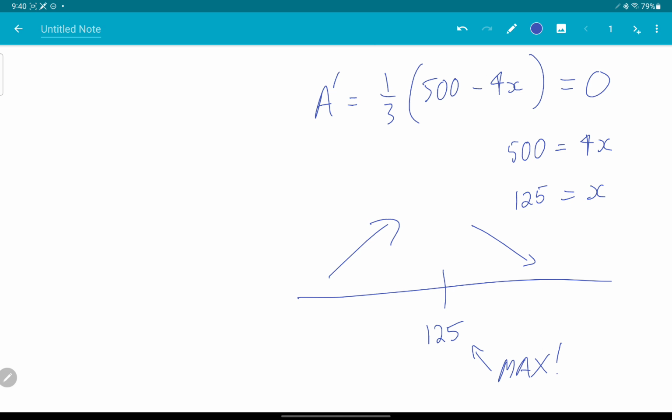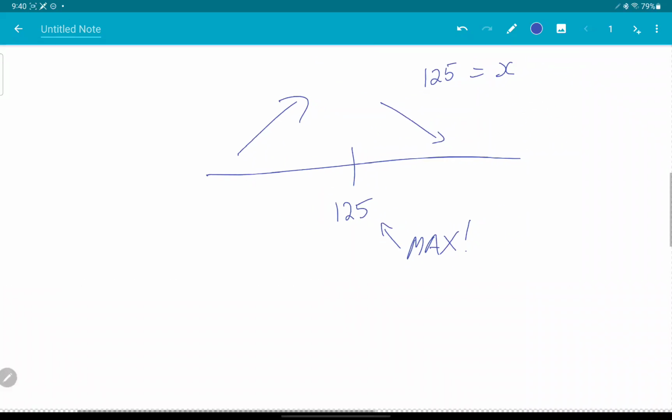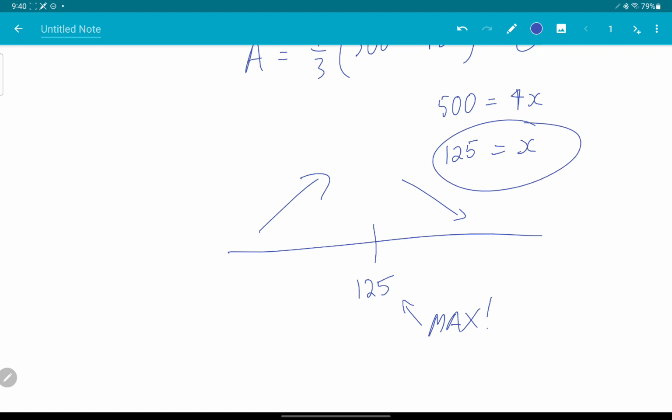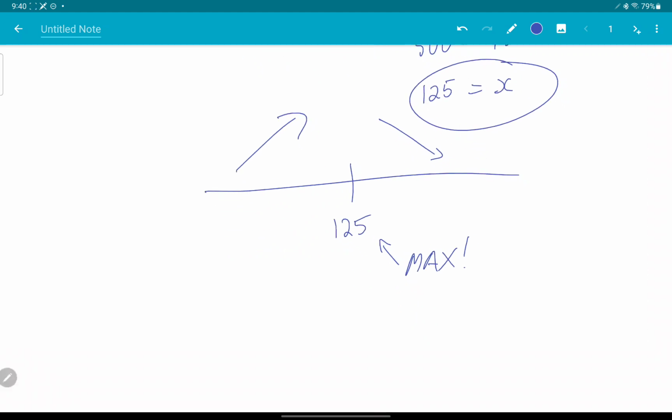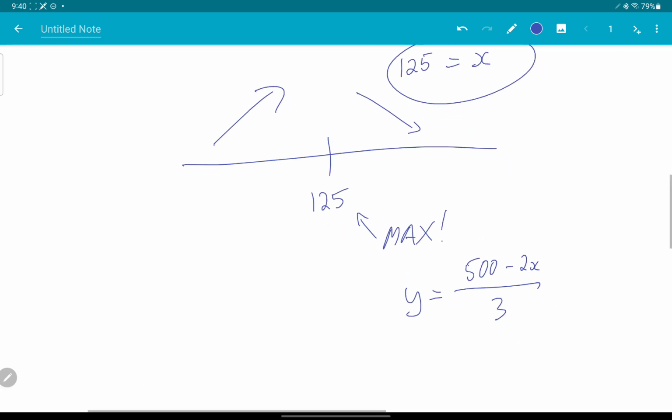The question is find the dimensions. So I have the x value, which maybe I'll circle just to make it easier for my grader. And then y was 500 minus 2x over 3. So plug in my 125.